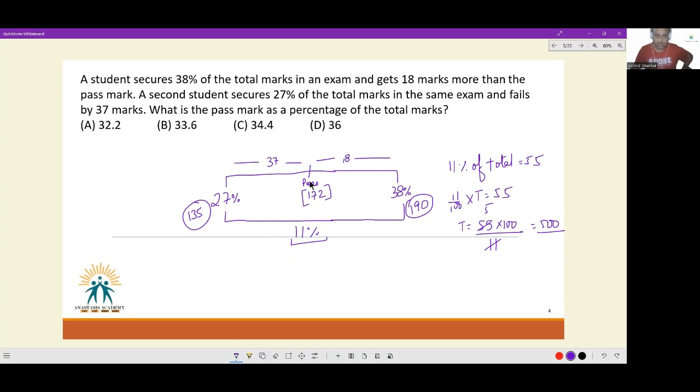Now, if the pass mark is 172, finally we are asked to calculate what is the pass mark as a percentage of total marks. It will be 172 by 500 into 100. Cancel. 172 by 5 gets us to 34.4. Or the answer to the question is option C.